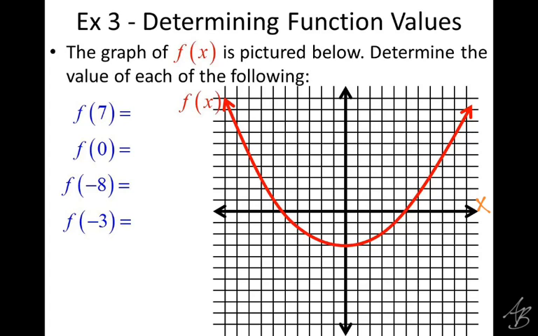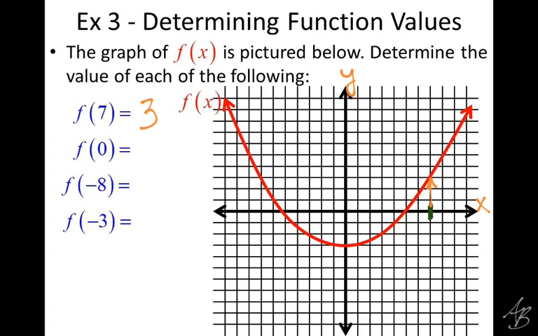So let's label the x-axis. Let's go ahead and label the y-axis. So if we go to 7 on the x-axis, we're going right 7. And that's going to be right here, I think. And then from there, what do we do to get to the function? We go up how many? 3. So f of 7 equals 3.